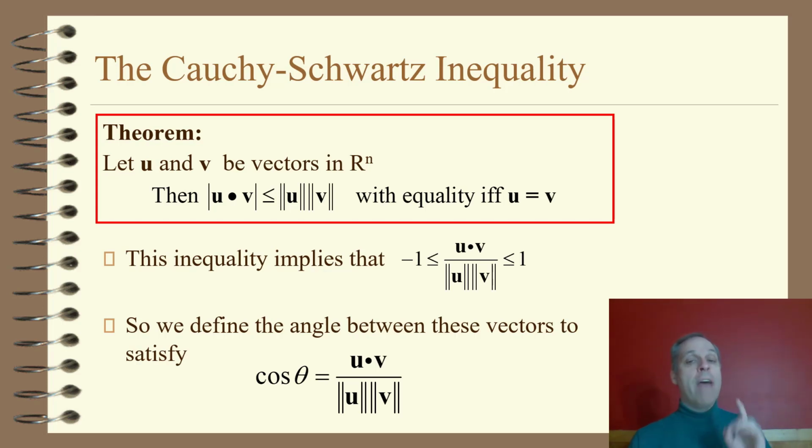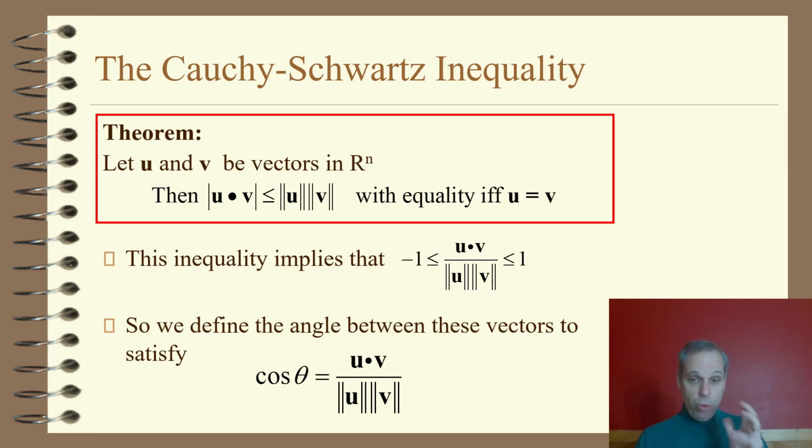And you can only have equality if the vectors are equal, or at the very least, they're multiples of each other. Now what this inequality implies is that if you ever take the dot product of two vectors and then divide by the product of the lengths of those vectors, that particular quotient is always a number between 1 and -1. And it can equal 1, it can equal -1.